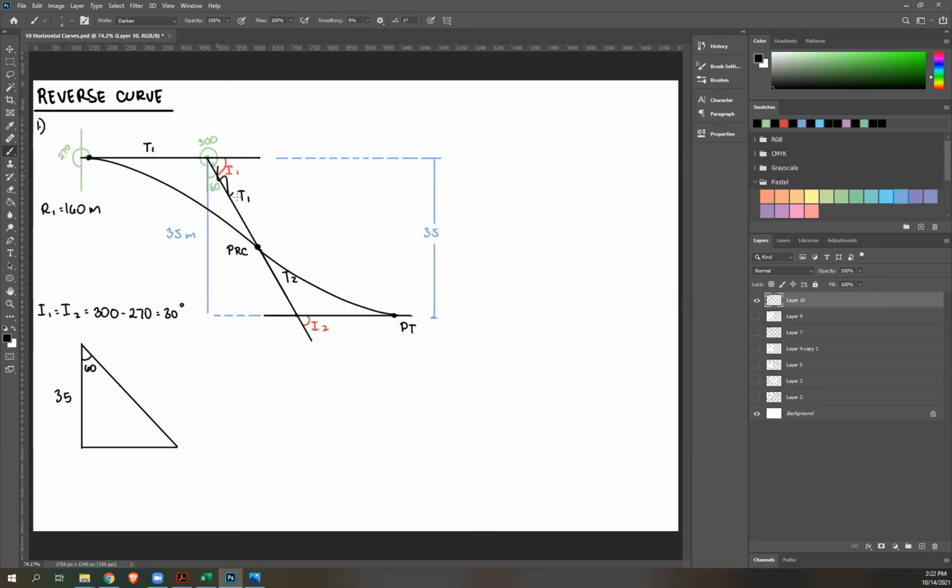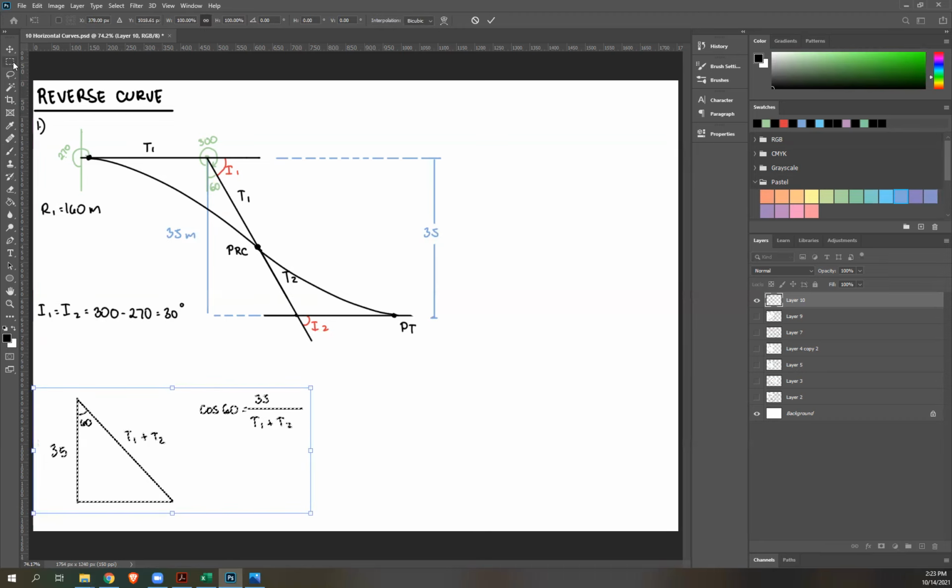And then this hypotenuse of your triangle is T1 plus T2. As you can see, I can create an equation for T1, T2 using trig functions, specifically cosine. Cosine 60 equals adjacent, which is 35, over hypotenuse, T1 plus T2. Now before we continue to that, let's solve for T1 first, since I already got I1 and R1, so that we can continue with this equation.